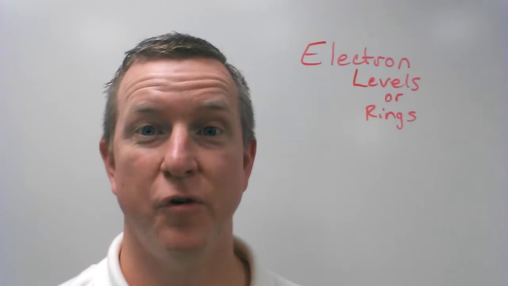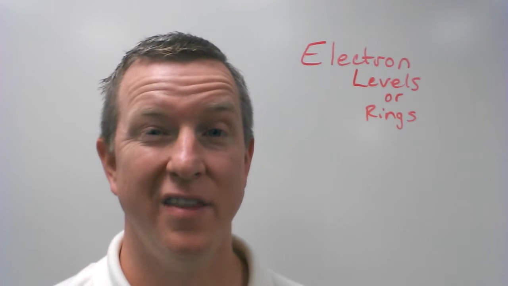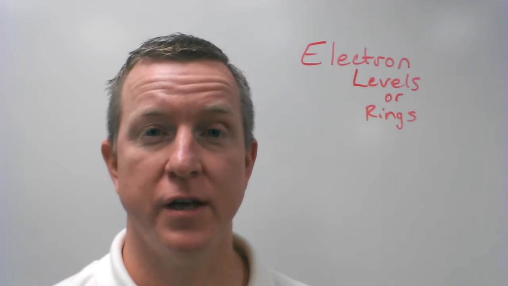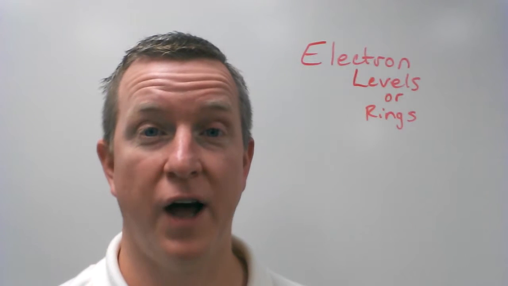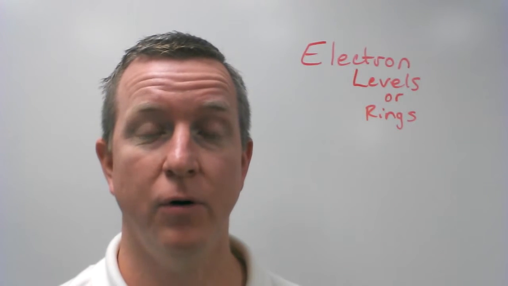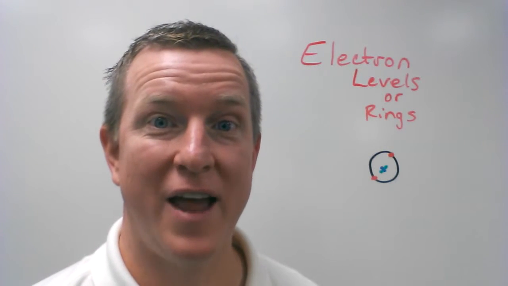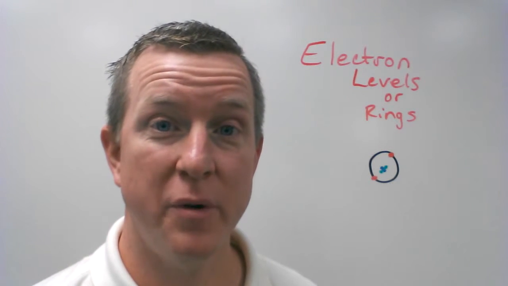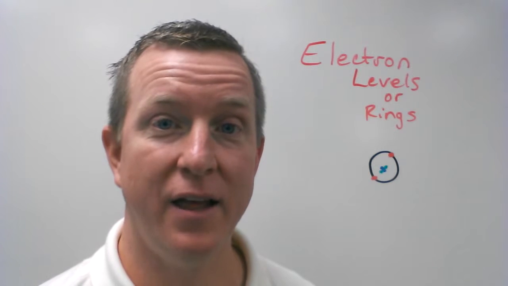Electrons are found in different levels or rings. These electron levels will determine a lot of different things, and it also determines where you can find an element on the periodic table. Within every different atom, we have electron rings. Well, the electron rings are determined by how many electrons are in that element.